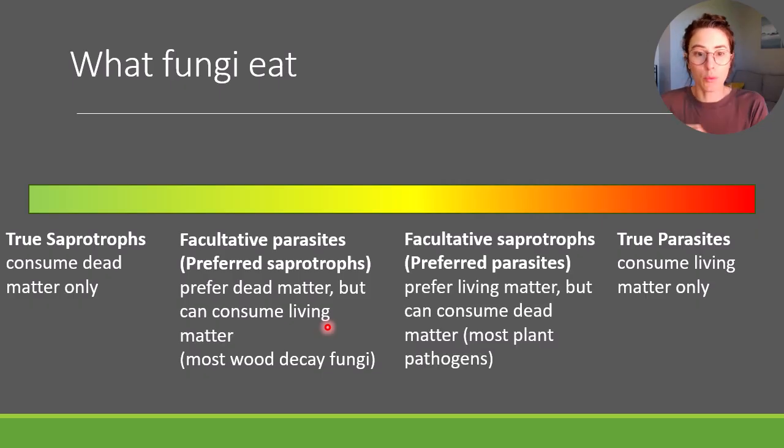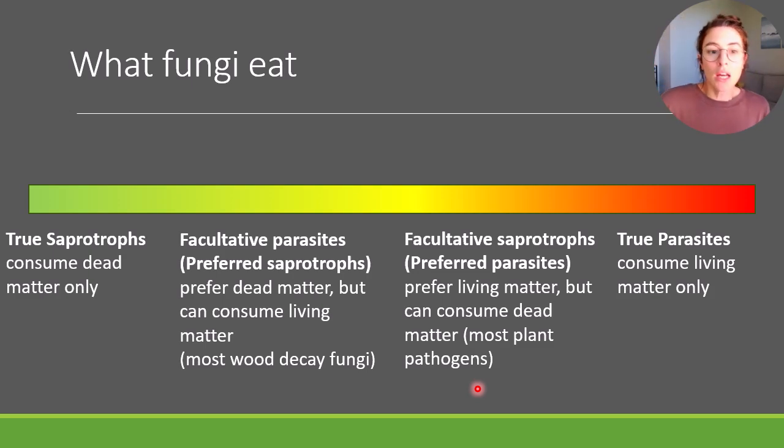One more step up, we have the facultative saprotrophs. Again, translated, preferred parasites. So these prefer or predominantly consume living matter, but they can consume dead matter if push comes to shove. And this is a lot more of our plant pathogens. So our foliar pathogens and vascular diseases, cankers, excuse me, might exist more in this spectrum. All right, cankers depending on what we're talking about.